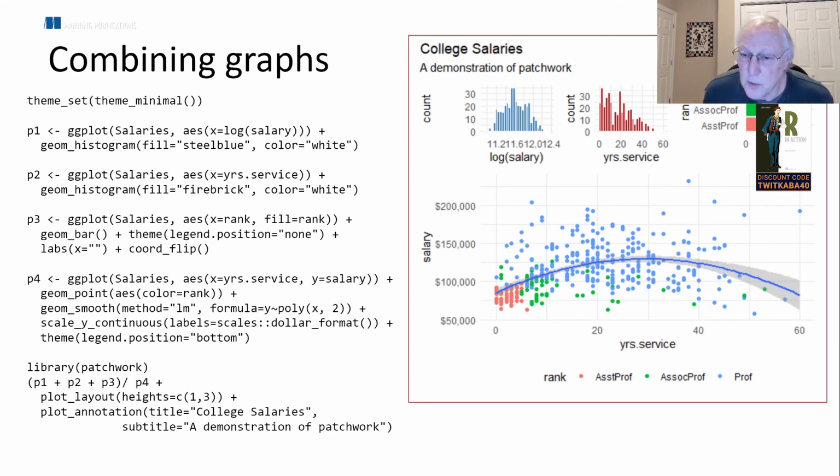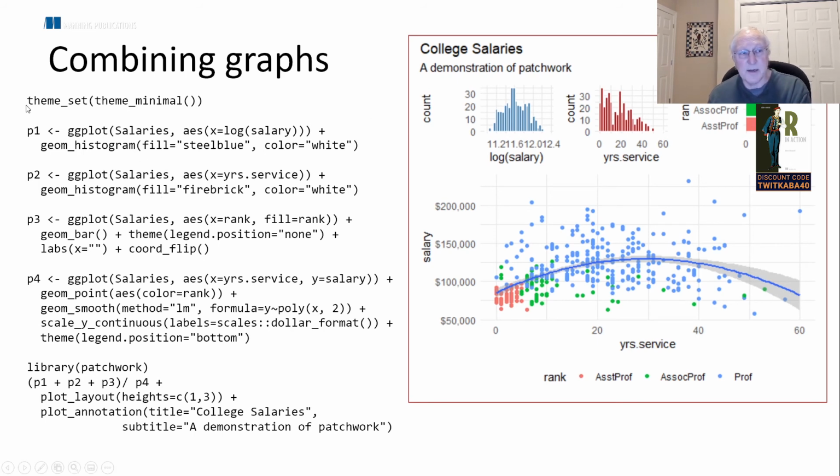Again, this is things I hope that may be new to some of you. You can easily combine graphs, and there's several packages in R that let you combine graphs. What you do is you create several ggplot graphs, and then you arrange them into a final graph. As I said, there are several packages to do that. My favorite right now is patchwork.